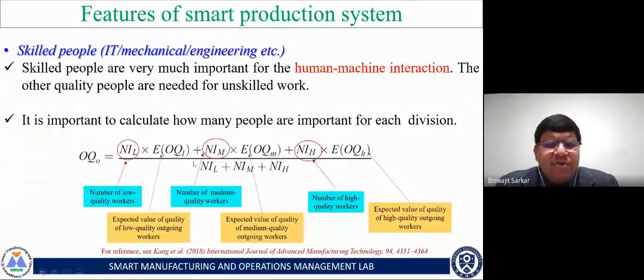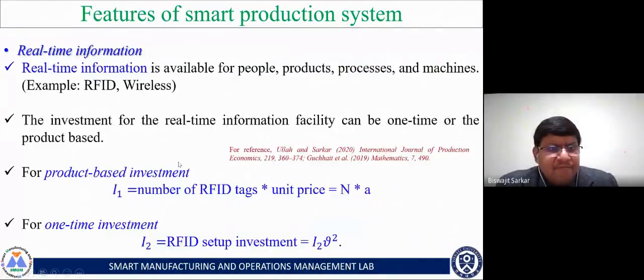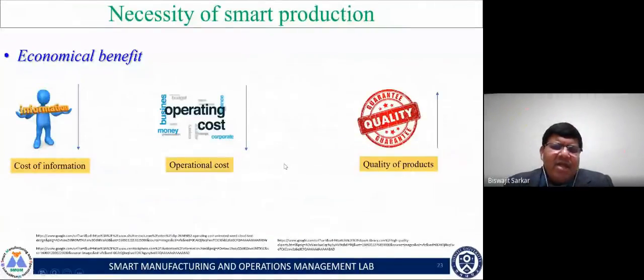And this is a formula we used to decide how many people, that means semi-skilled, skilled or unskilled, are needed. This is nothing but, from mathematics, the weighted mean. So that formula we used here. And I said how to decide how many RFID tags to use, with the product information, getting a one-time investment or, say, product-based investment. So two different formulas we used already in that paper.